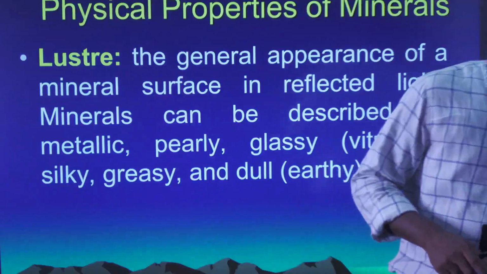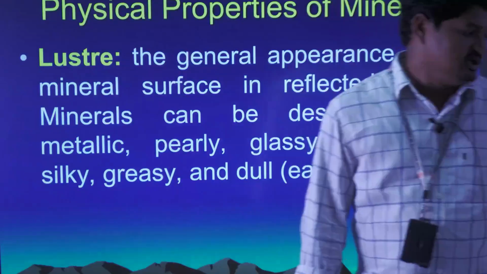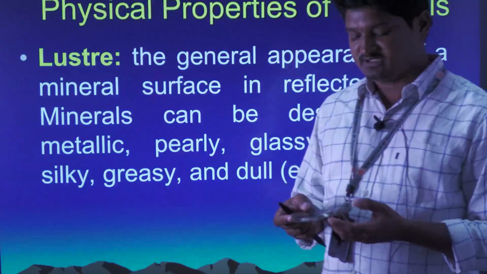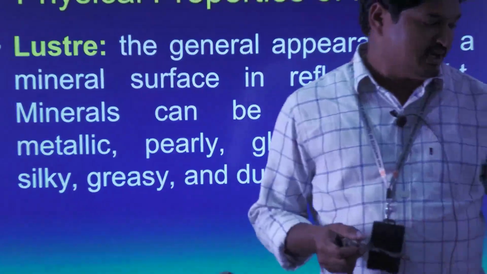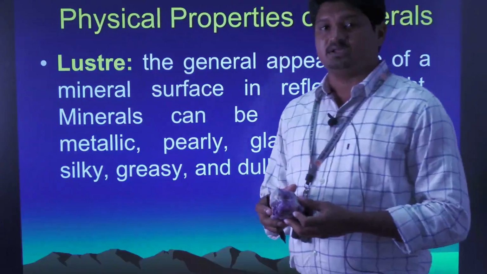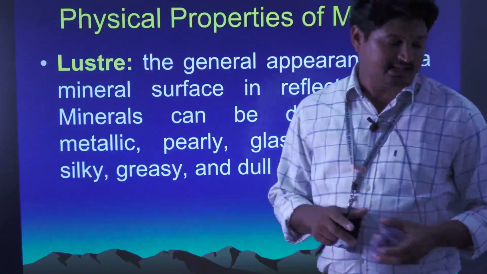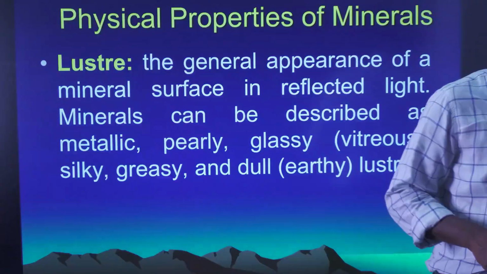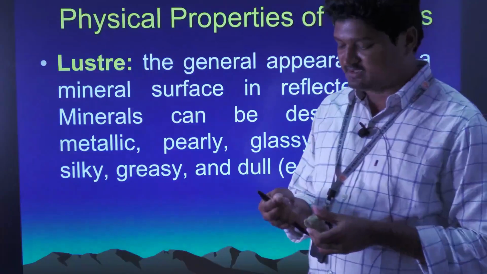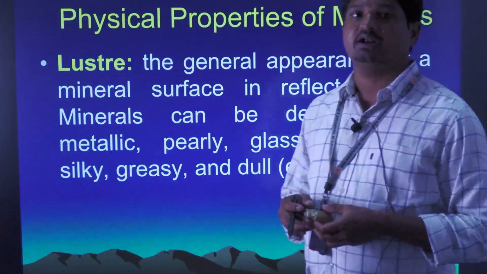Non-metallic minerals have different types of lusters. For example, mica has a pearly luster, a shiny appearance of pearly nature. Quartz has a vitreous luster, like broken glass. Silky luster is seen in asbestos and gypsum, which have a silky fibrous material. These are the examples of luster in non-metallic minerals.